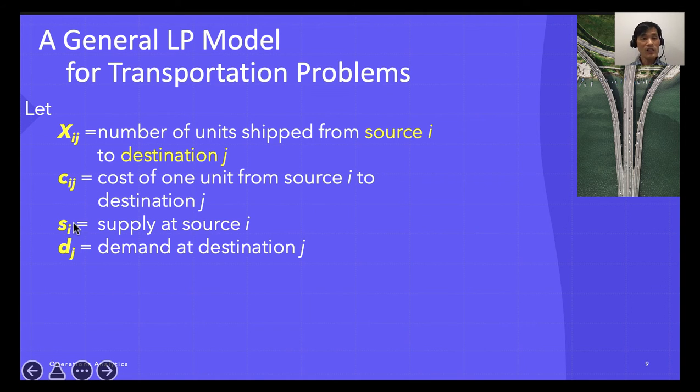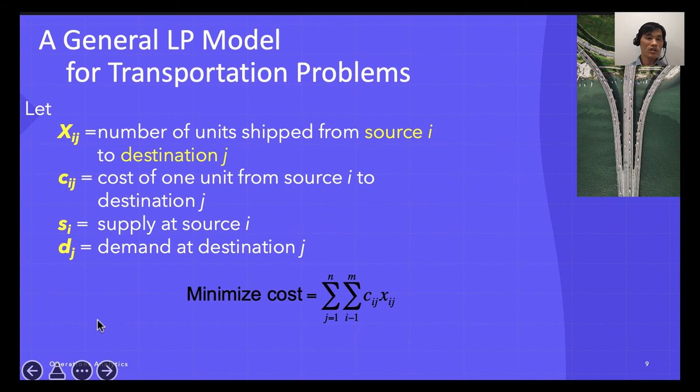And Si means supply at source i, right? How many inventories do we have? How many things do we have stored in our warehouse that are available in Si? And Dj is demand at the destination. In Philadelphia we have 1,000 customers, or 500 bikes are required in Philadelphia. That's going to be determined here and notated by Dj.